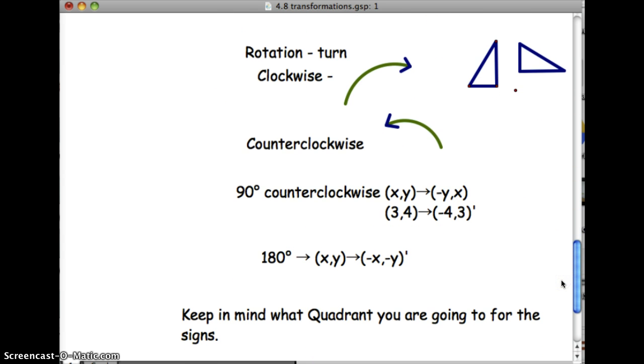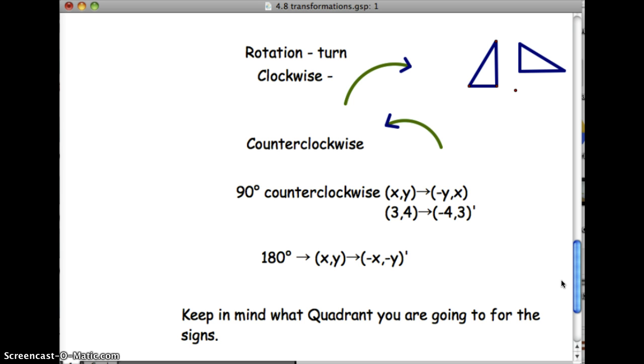Rotations are slightly more complicated. We have two ways we can rotate. We can go clockwise or counterclockwise. Pretty self-explanatory. I'm going to briefly touch on counterclockwise, and then I'm going to show you something on clockwise in just a minute when we get to our diagrams.